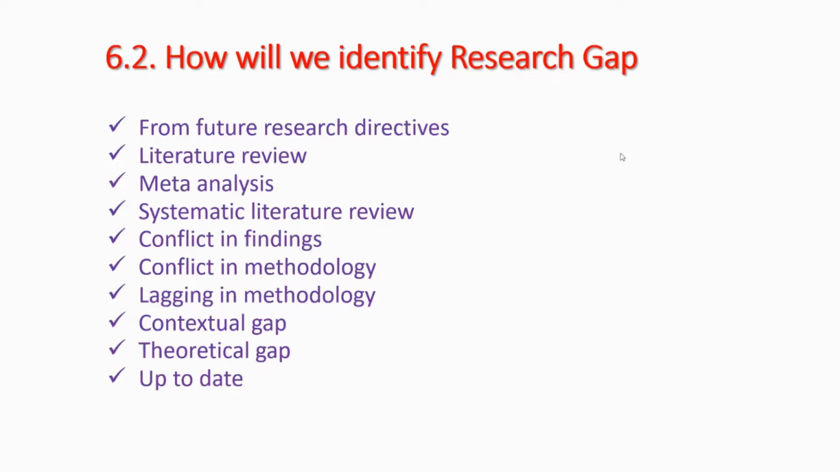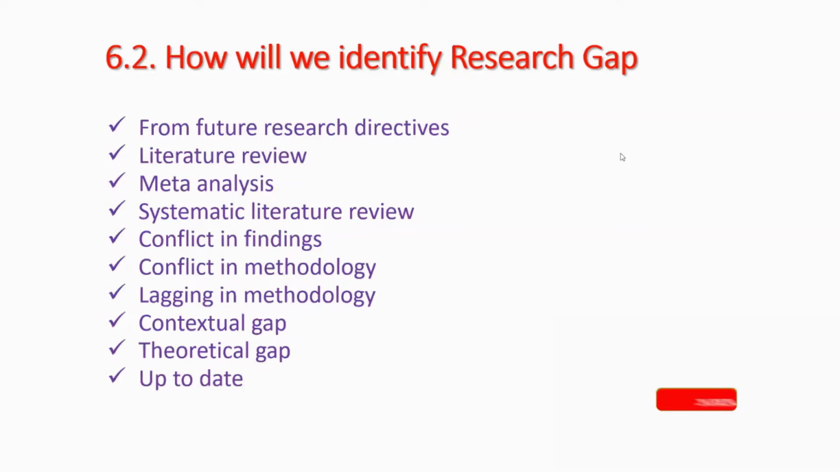Then conflict in findings. Conflict in findings means in one study they got a significant positive relationship. In another study, somewhere else, they got a negative relationship. So there is conflict between the findings. So you can say, in your case, in your context, what is the actual scenario? What is happening in your industrial context? So you can make a gap from conflict in findings.